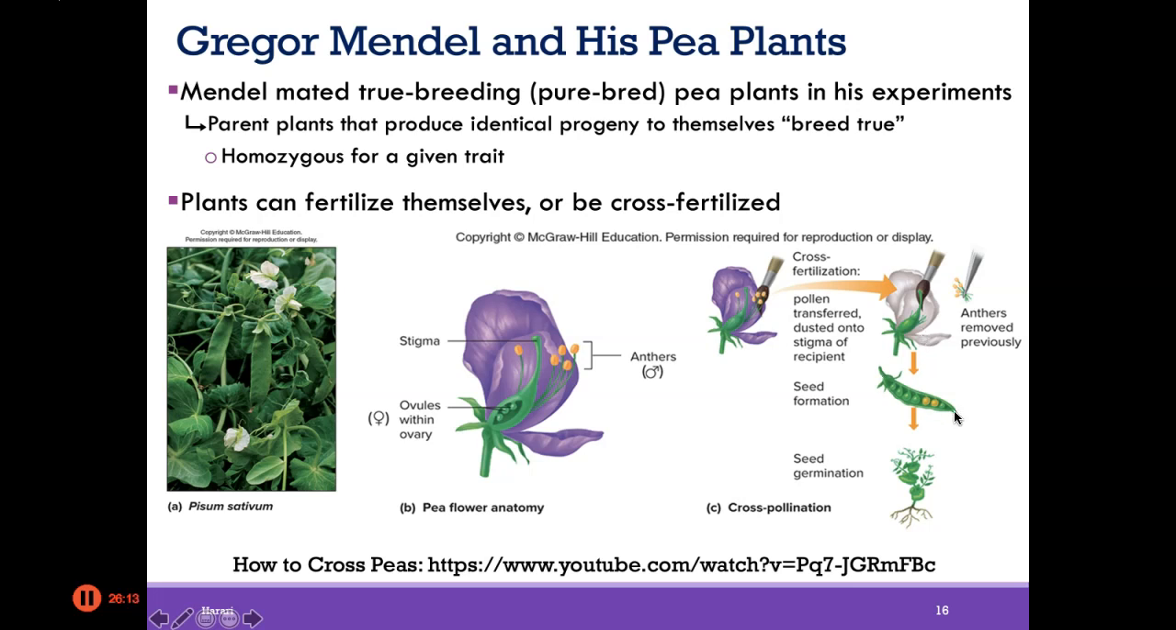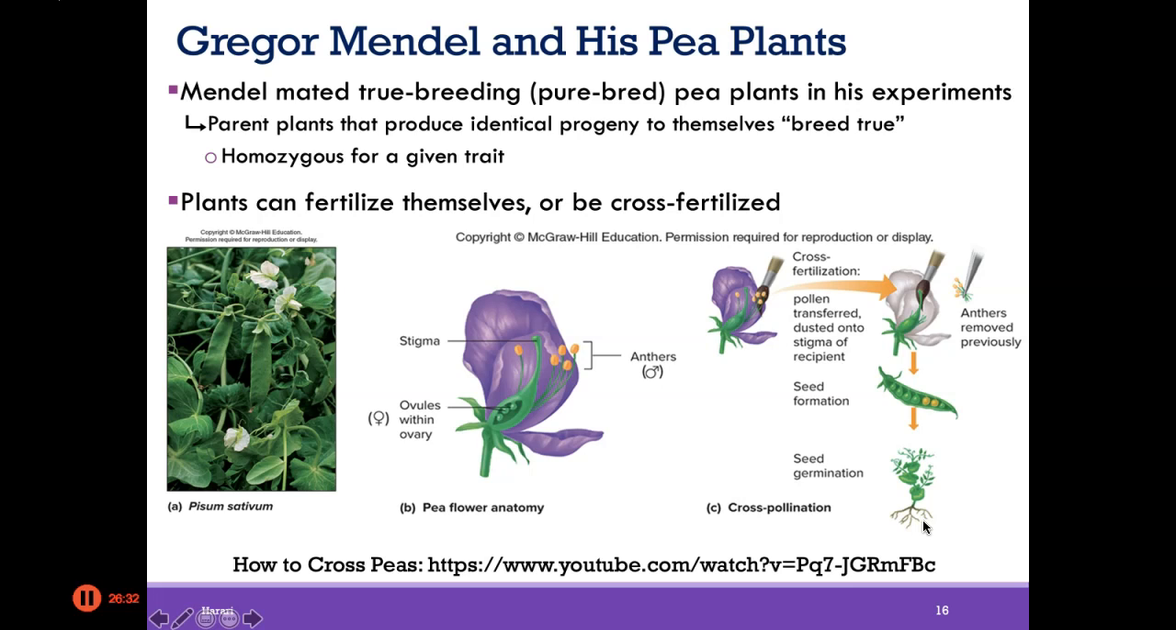And then, of course, you can wait until the flower produces fruit, which is seeds, right? Contains the seeds of the peas. And then from there, you take these peas and you plant them again. And then what grows is the next generation.